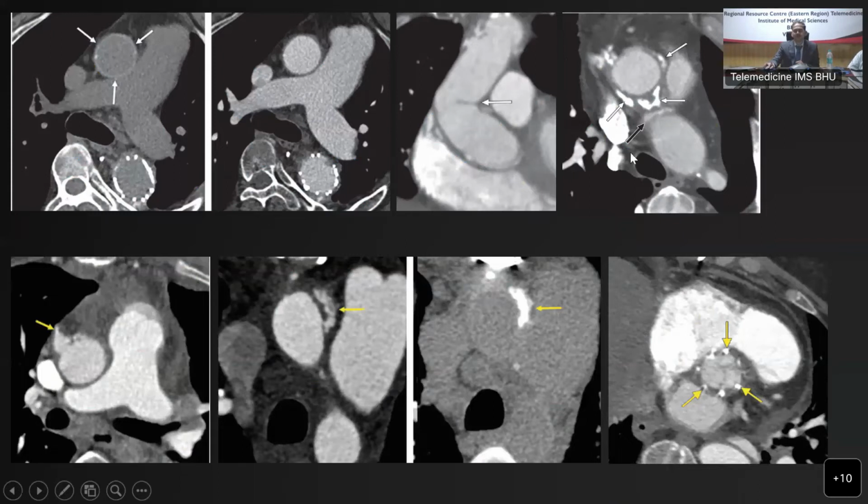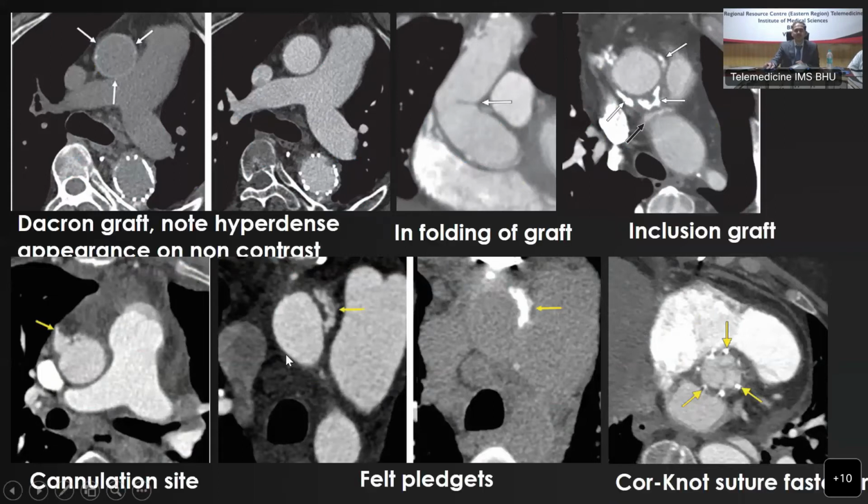So here are some examples. This is a Dacron graft. On non-contrast scans, these grafts are going to be hyperdense. Sometimes the grafts are tortuous. They can have infolding like this one. So this should not be read as dissection.